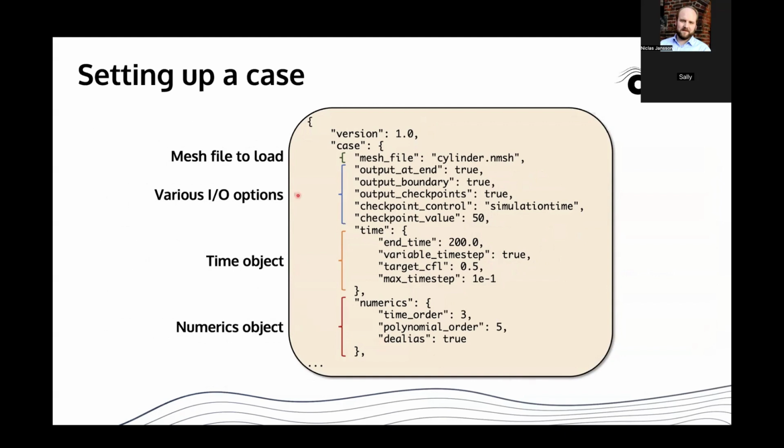So digging a bit deeper, looking at the case file, this is how the top part would be set up for a case. First, you have your mesh file, then you have various IO options, and then this time object, where you can set your end time, enable variable time stepping, and set your CFL. The numerics one is just setting your time integration order, the polynomial order, and other various options. So the top part of the file is pretty easy.